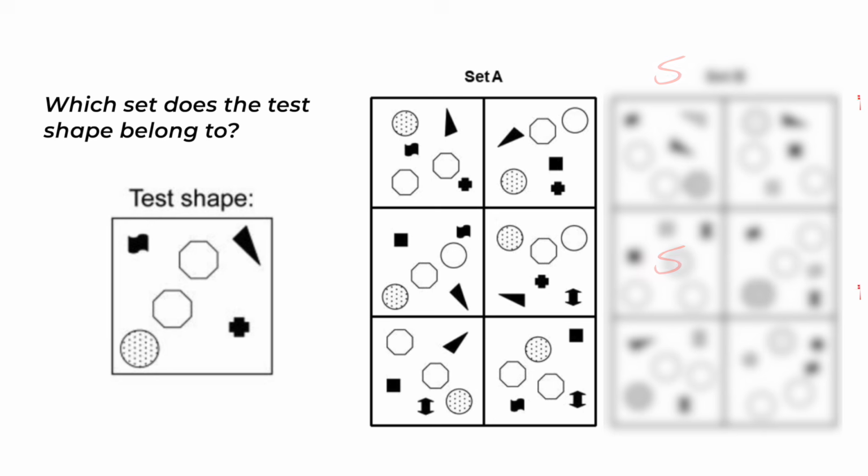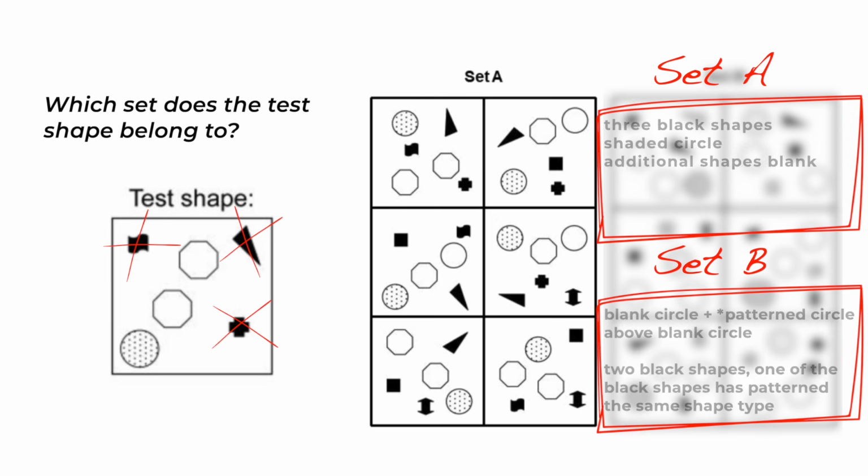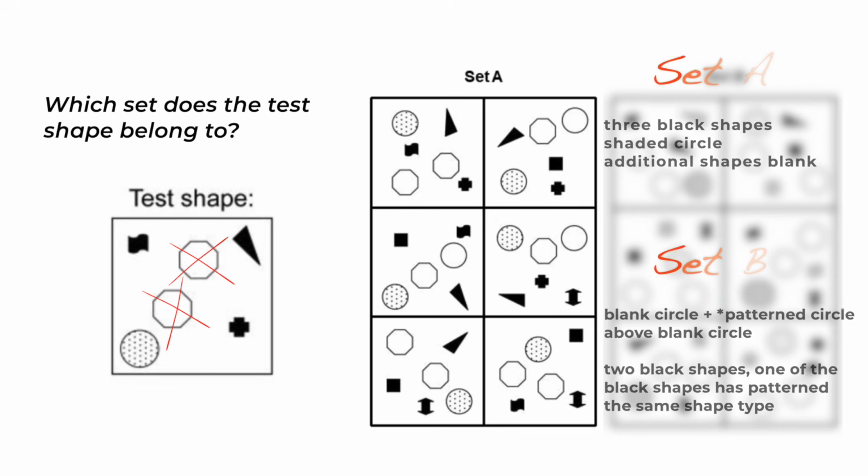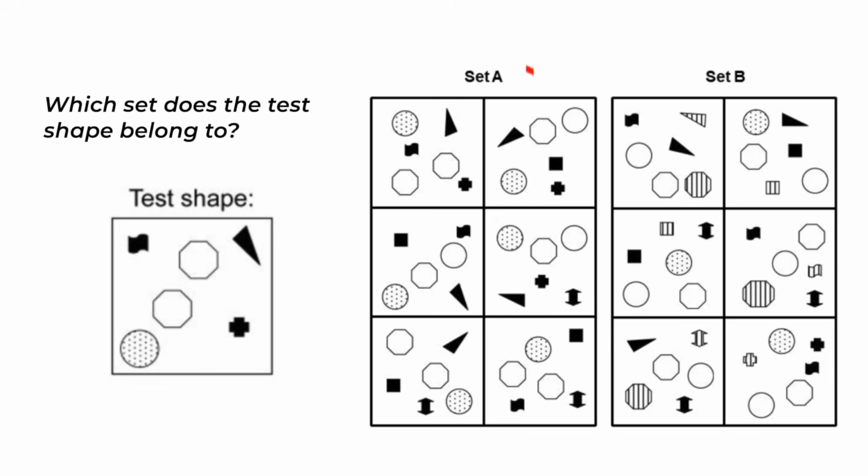So now that we've ruled out set B, let's have a look whether it actually fits with A. So first tick is that it's got the 3 black shapes. Then we see that it has a shaded circle, which was one of our prerequisites. And then finally, any additional shapes are white octagons, which it has 2 of. So that fits perfectly fine with our set A. So we know that the answer is set A.